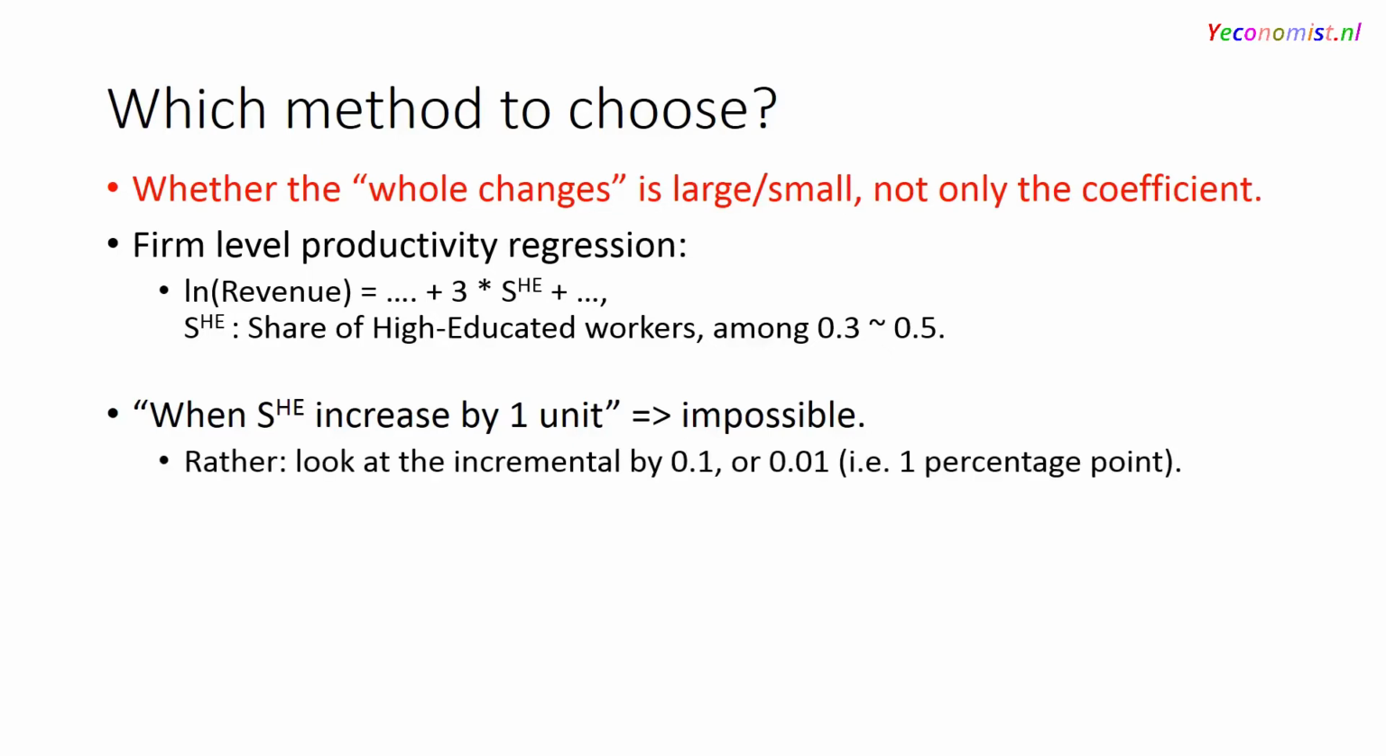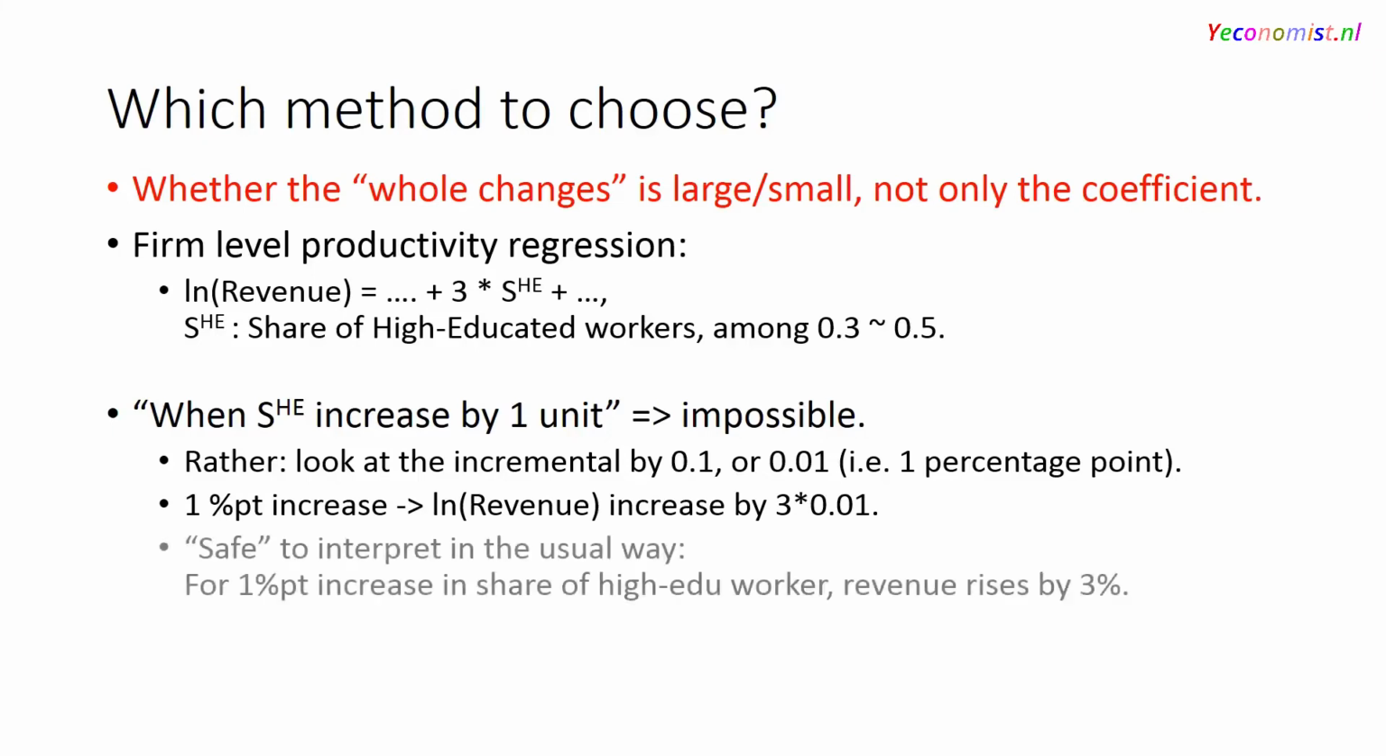Instead, it would be more reasonable to look at an increment of the high-skilled share by 0.1 or by 0.01, namely 1 percentage point. So 0.03 is actually a small number, so it is safe to interpret in the usual way, that is, for every 1 percentage point increase in the share of high-skilled workers, the revenue of the firm would roughly increase by 3%.